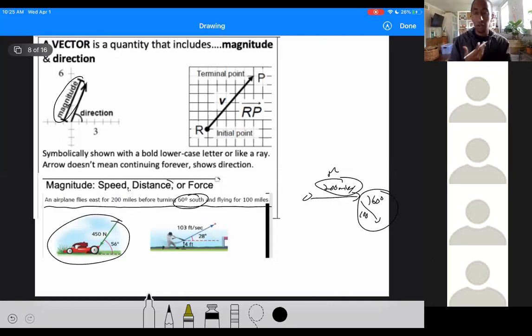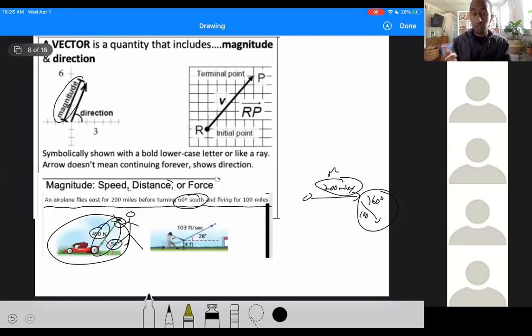This would be a context of force being your magnitude. So let's say you are here and you are pushing this lawnmower, okay? This would be a vector because you have the component of magnitude, which in this case is saying you're pushing it down at 450 newtons. That's the force by which it's being pushed. And then you have an angle here, which is your direction component. So this is considered a vector, okay?